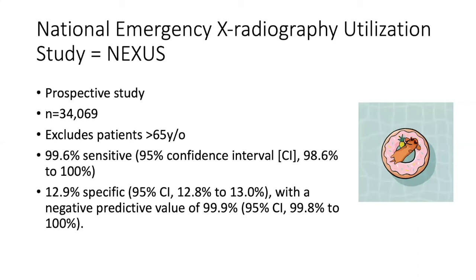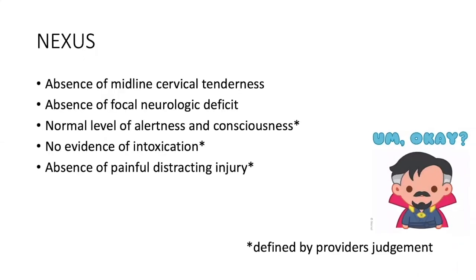If you take a look at the NEXUS criteria, it's decided by absence of midline cervical tenderness, no focal neurodeficits, no altered level of alertness or consciousness, no evidence of intoxication, and absence of painful distracting injury. However, this is all defined by provider's judgment. There's no clear set criteria as to what this means, so it's basically based on what you think or what you do not think this is.